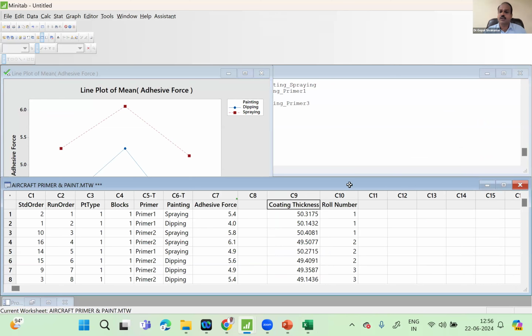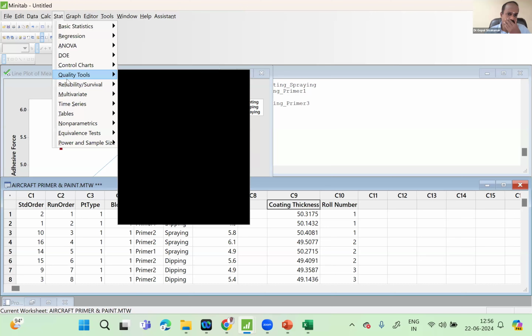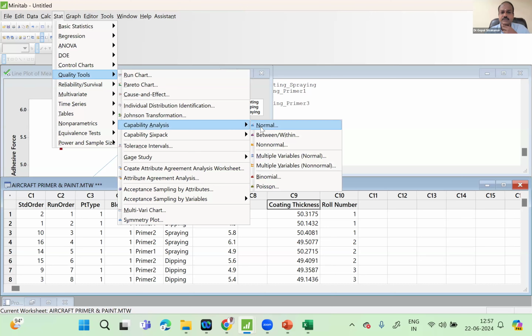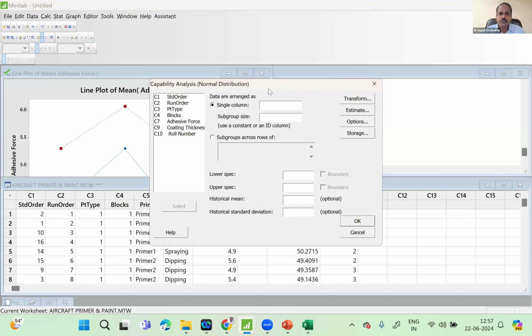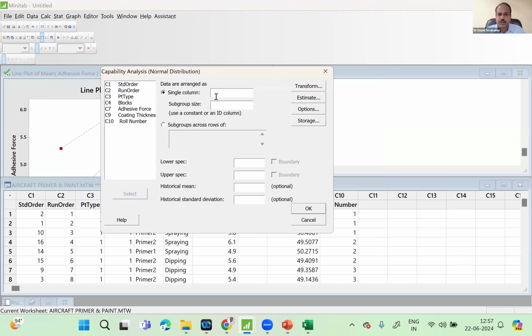Now, where is my data available? Column number 9 and column number 10. Column number 9 gives the coating thickness. Column number 10 gives the roll number. And now we need to perform the capability analysis. So go to Stat, Quality Tools, Capability Analysis, Normal. Stat, Quality Tools, Capability Analysis, and then Normal. And now data are arranged in a single column. Am I right? Which column? C9. So click and select.